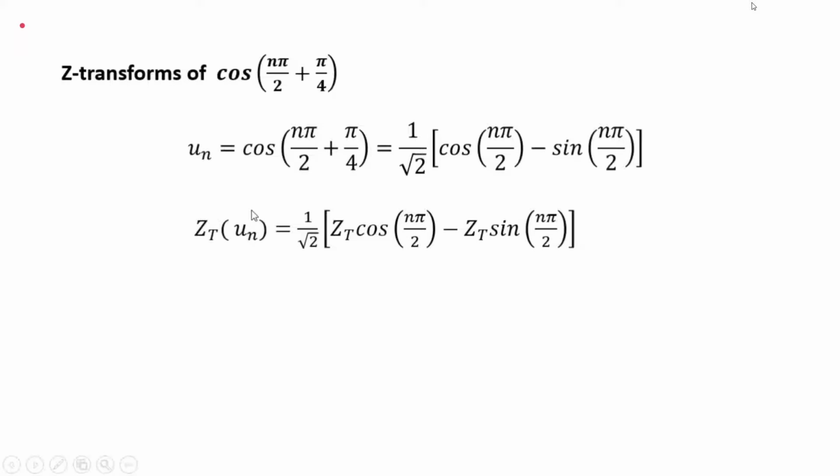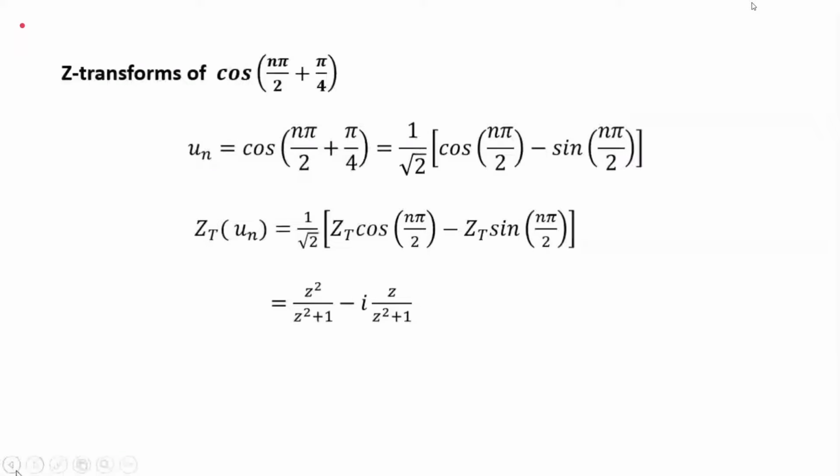Now, the transform of un would be, 1 by root 2 is a constant, I can take it outside. It is the z transform of cos n pi by 2 minus the z transform of sin n pi by 2. You must have already written down the answers for cos n theta, sin n theta. Use that here, where theta should be replaced by pi by 2. So the transform of cos n pi by 2 is z squared by z squared plus 1, and sin n pi by 2 is z by z squared plus 1.